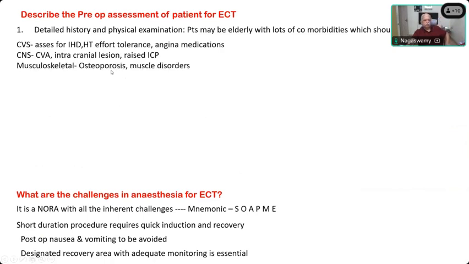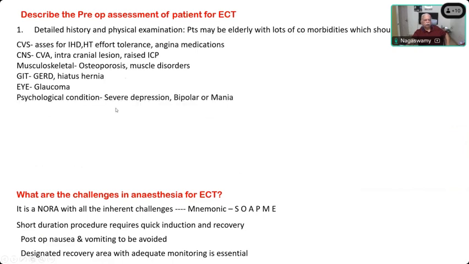Musculoskeletal: osteoporotic bones can fracture, tears can happen. GIT: can produce GERD and hiatus hernia. It can increase the intraocular pressure and glaucoma may occur. Psychological conditions: severe depression, like bipolar or mania, may be there. And medications: patients may already be taking SSRIs, MAO inhibitors, or lithium. The pre-op drug history has to be elicited.